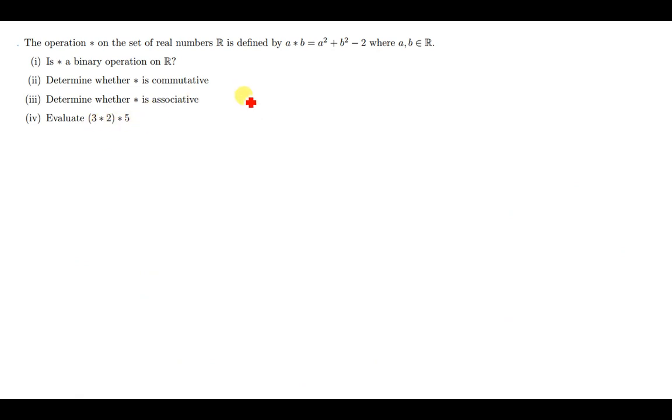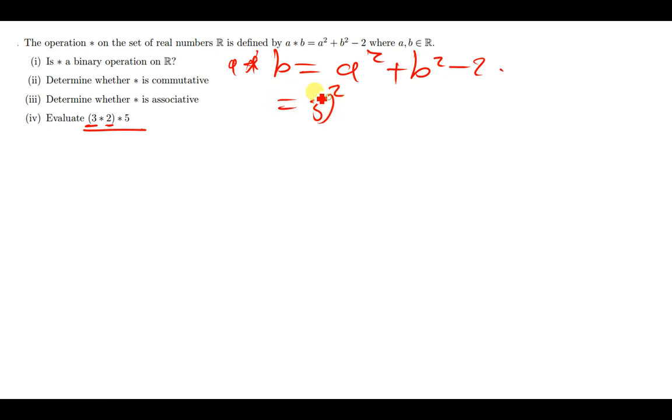So let's quickly move on to the last part of this question. From this same A star B being equal to A squared plus B squared minus 2, in this same expression, they want us to find this. So our first value of A will be that, and B will be that. So we're going to have 3 squared plus 2 squared minus 2.